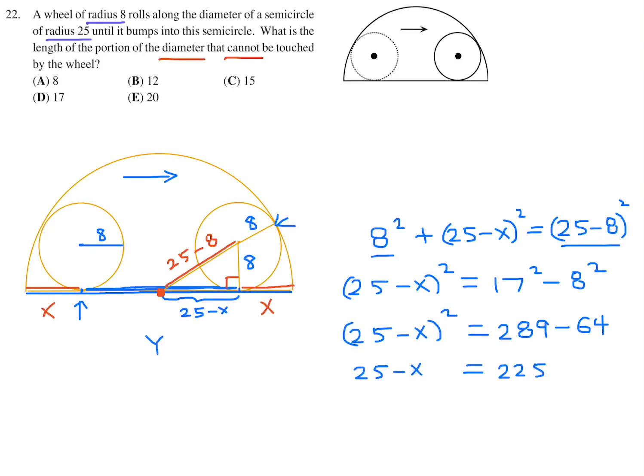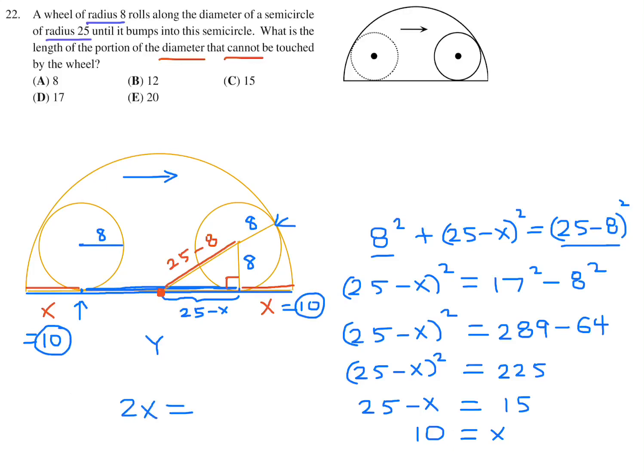(25 minus x) squared is 225. Take the root of both sides, and that would give you 15 over here, and 25 minus x on the left side, and therefore x is equal to 10. So x is 10 over here, x is 10 over here. So the total length of the portion of the diameter that cannot be touched by the wheel is x and x, so 2x, which is equal to 20. So the answer is E.